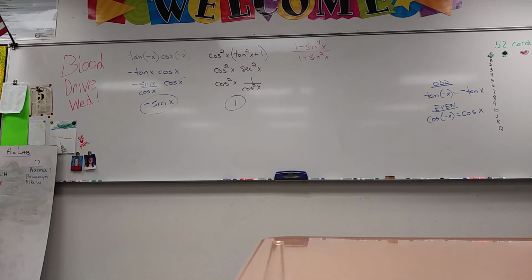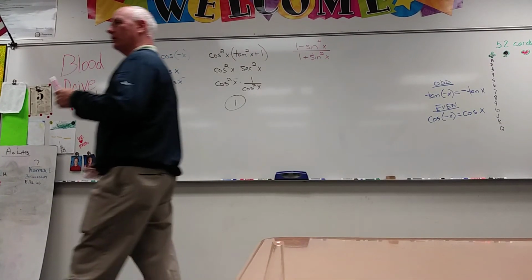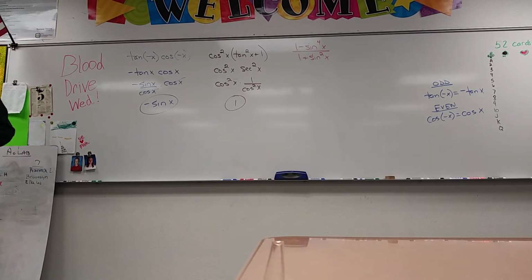Can we cancel sine squareds up there? Why not? Because they're being added and subtracted. We cannot cancel parts of things that are being added and subtracted. So, rules question comes, what are we gonna do?